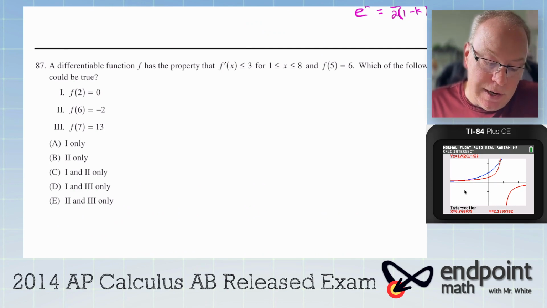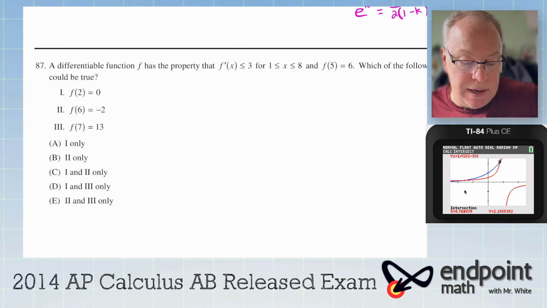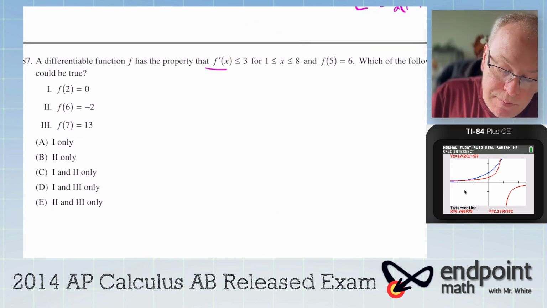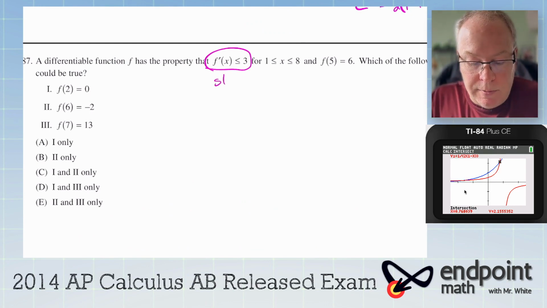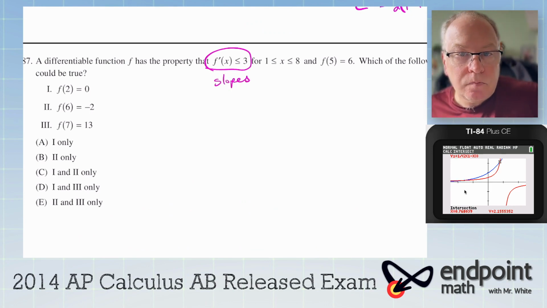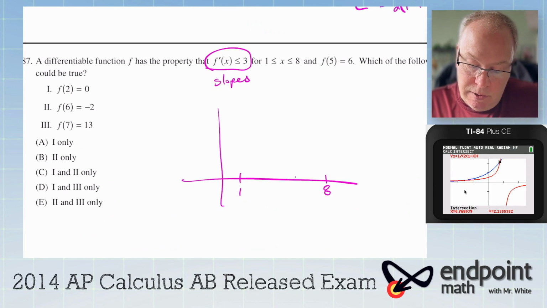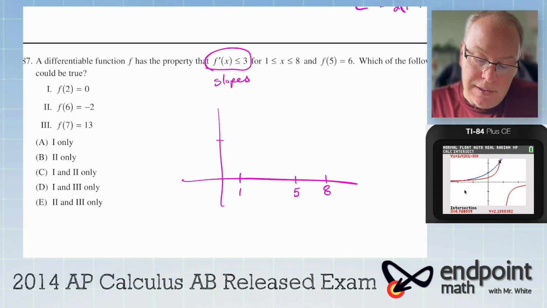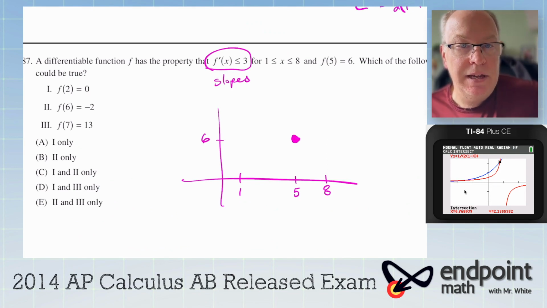A differentiable function f, so that means the derivative exists everywhere. There's no corners or cusps or crazy things happening on this thing. It has the property that the slopes are always under or equal to 3. When I'm thinking about this, I'm thinking the rate of change or the slopes are all under, let me write that down, the slopes are all under 3 between 1 and 8. Okay, so let's do 1 here and 8 over here. Now, f of 5, which would be right here, is 6. That's a given. Which of the following could be true?